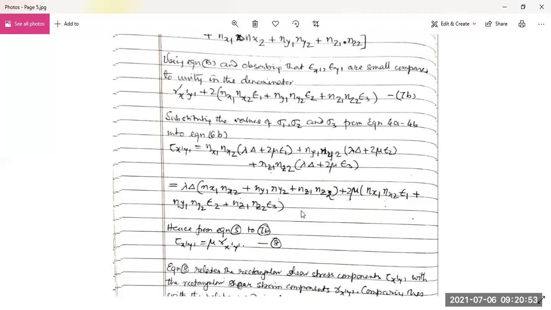Here we know this portion is equal to 0, and 2 into mu into epsilon is given here as gamma x'y'. So if we put the value of gamma x'y' here, this equation will take the form tau x'y' is equal to mu gamma x'y'. This is the shear stress in the x'y' plane, which is equal to the shear strain in the x'y' plane multiplied by a factor mu itself.